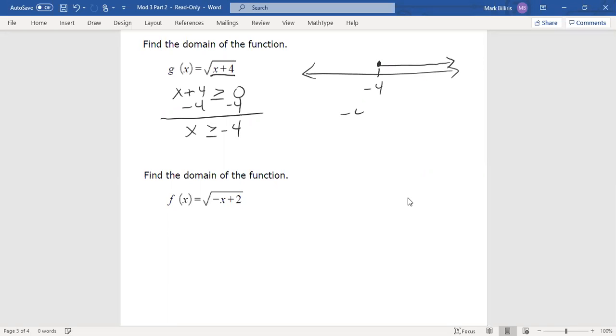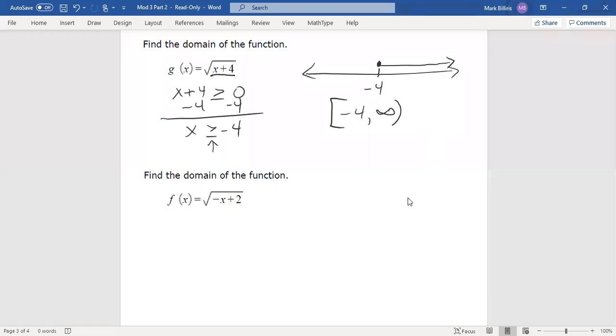negative 4, comma, where my graph stops. This graph continues on forever, so it goes to infinity. Infinity always has parentheses because it's not a number. Only numbers that are included, like it is in this case, since this is greater than or equal to, since it's or equal to, I use a bracket for the negative 4, indicating that negative 4 is part of the solution. If it were just x is greater than negative 4, I'd have parentheses on both ends.